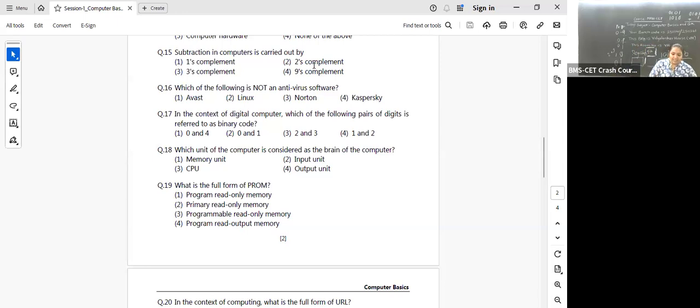Yes, Linux. Next is, in the context of digital computer, which of the following pairs of digits is referred to as binary code? Now you have to tell me this. 0 and 1. Good. Next one, which unit of computer is considered as the brain of the computer? CPU. Good. That means you guys have had nice breakfast, nice sleep, and I hope you are wide awake in the next lecture.